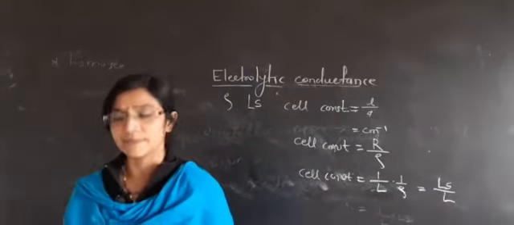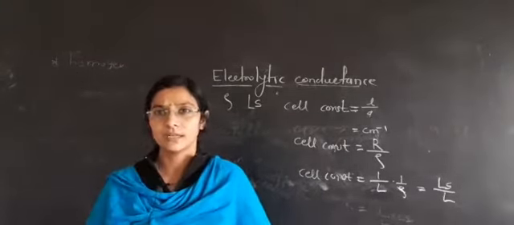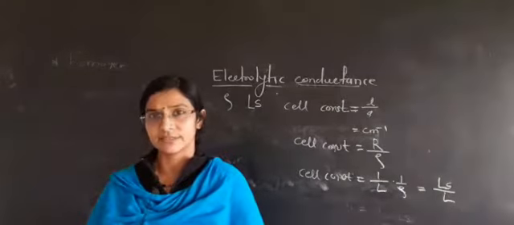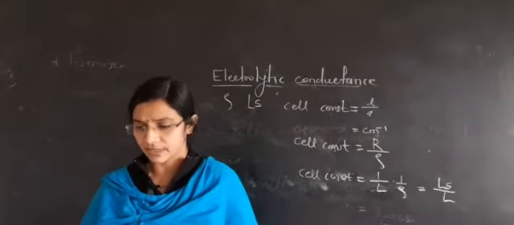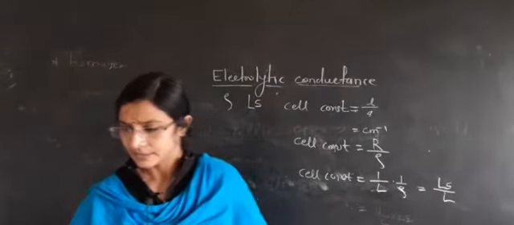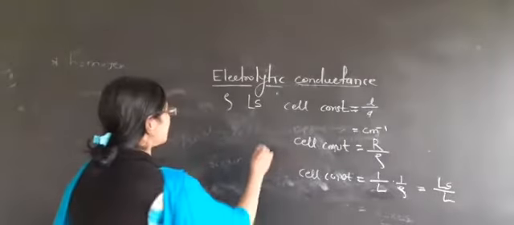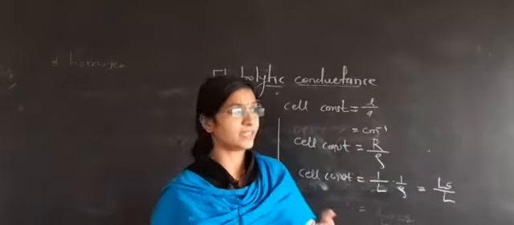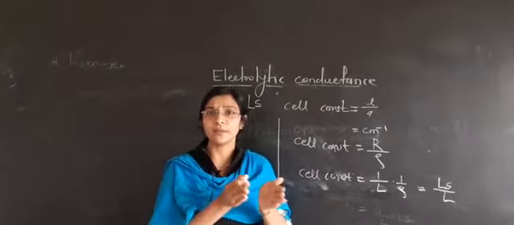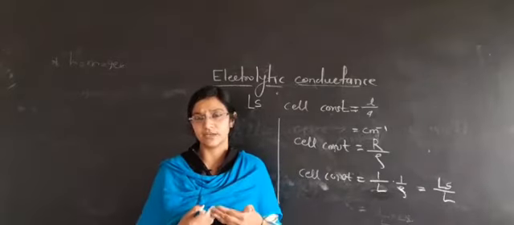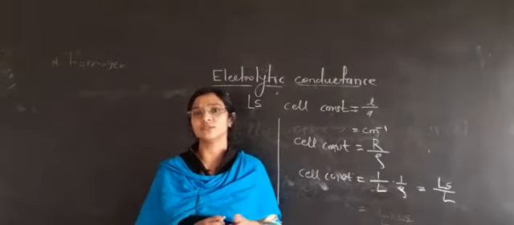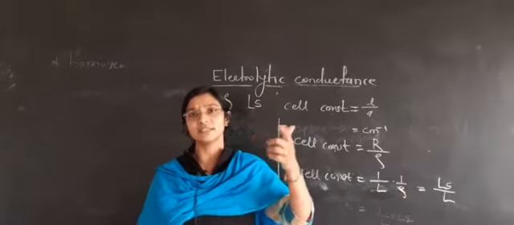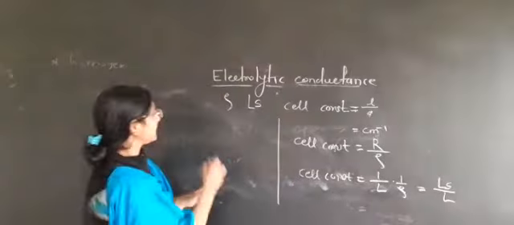Now the important part of our topic is the equivalent conductance. What is the meaning of equivalent conductance? Equivalent conductance is a very different term. Instead of how ions or electrons move from one place to another, here we look at the dilution of the solution, and what effect the dilution of the solution has on the conductance. It is determined by the equivalent conductance.